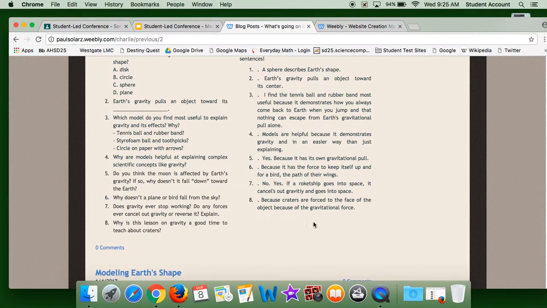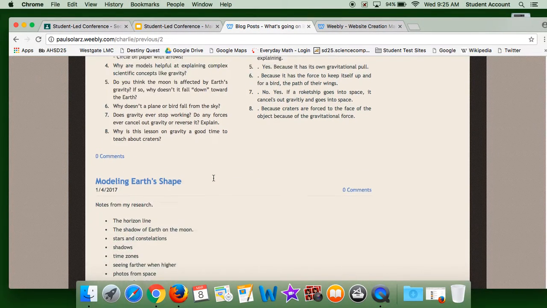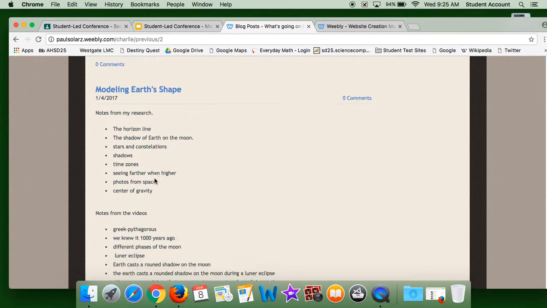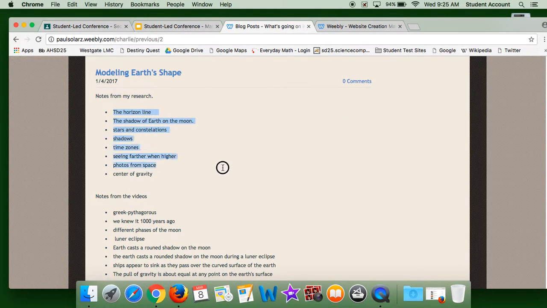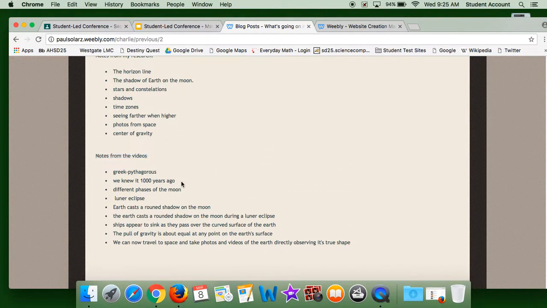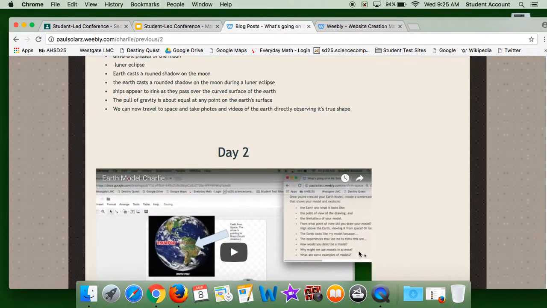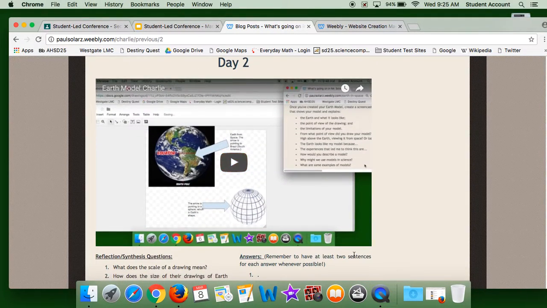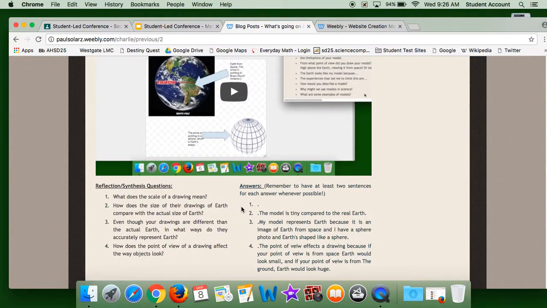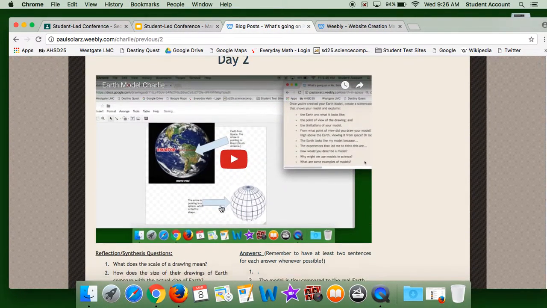These are the synthesis questions. Modeling Earth's shape. These were notes from the videos about how they know Earth was a ball. And day 2, I made a video and explained it.